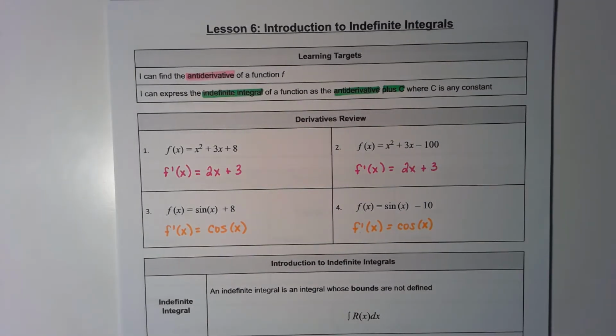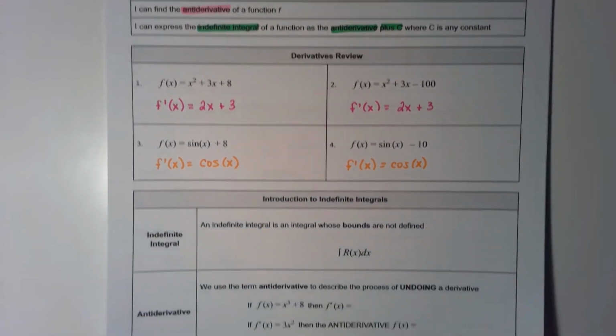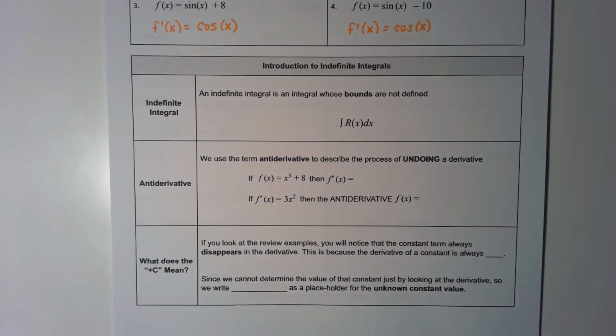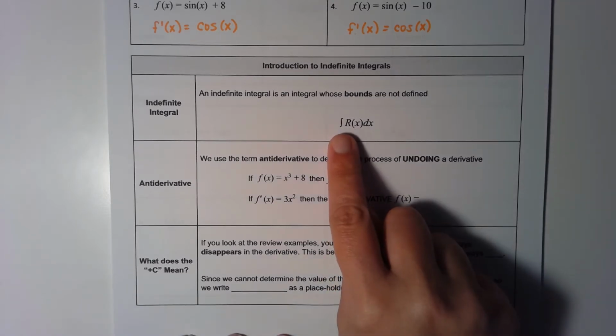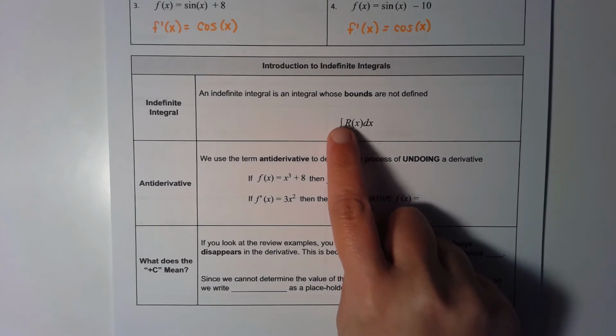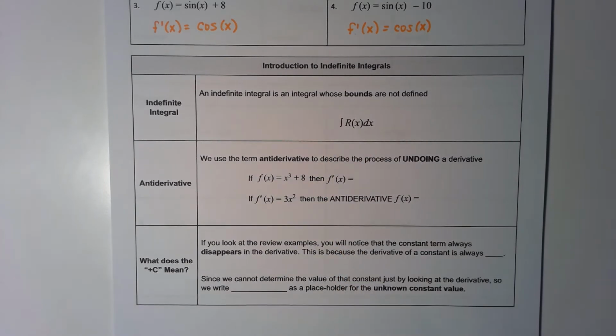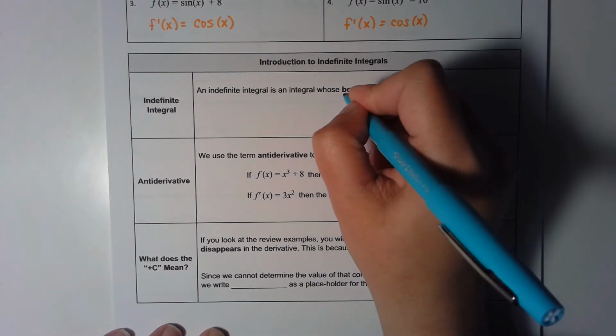So, how does this play into indefinite integrals? An indefinite integral is an integral whose bounds are not defined. So you'll see the integral symbol here, but there is no lower bound and there is no upper bound. That is what makes it indefinite, is that the bounds are not defined.